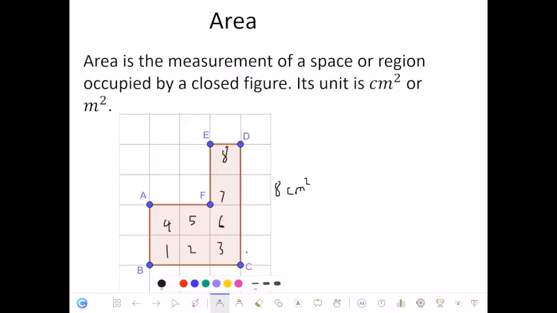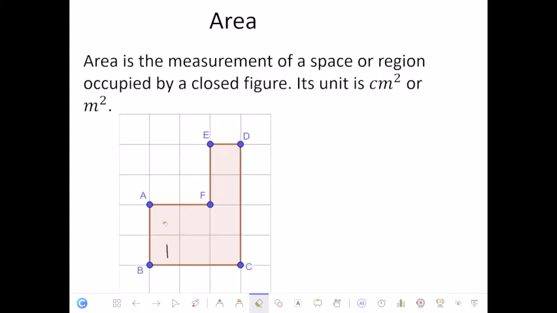Because each of the boxes is 1 centimeter square, 1 centimeter length, so we just get the total, it will give us 8 centimeter square. So we are talking about the total space covered in this region. That is the area, the space of the region occupied. So I just use this as a basic explanation in class. So take note of that.